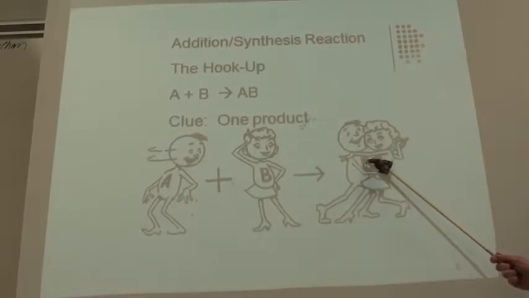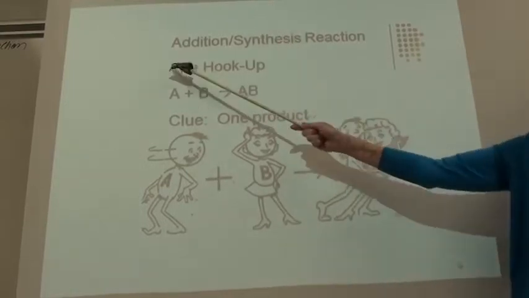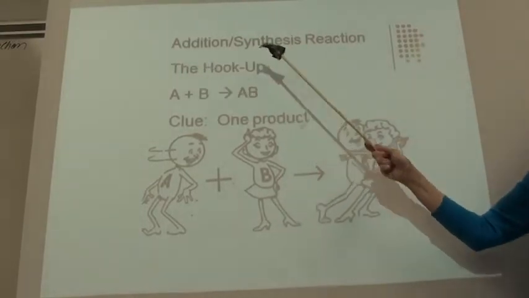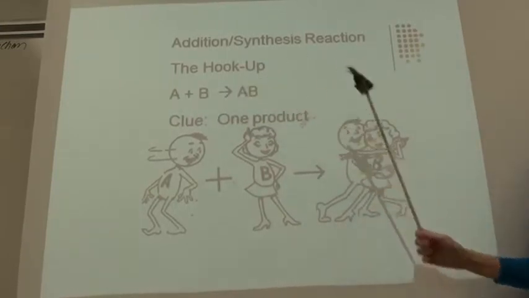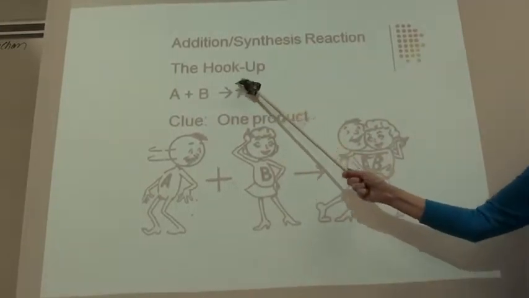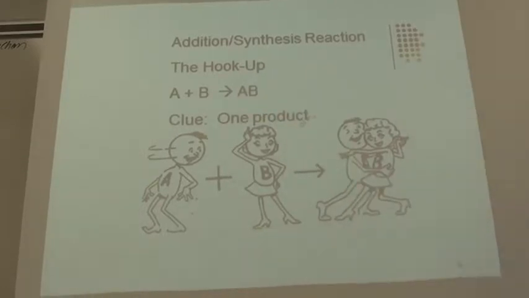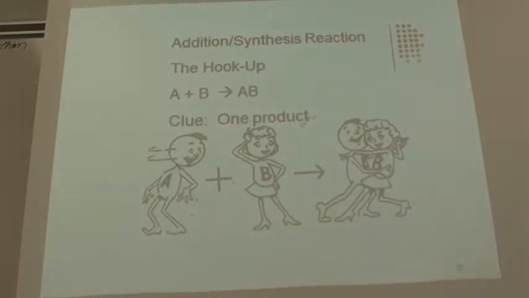There is one product. What do we call this? We call it, in slang terms, the hookup. A plus B yields AB. AB are not just hanging out together, they're chemically bonded together. Now you may write all that down.